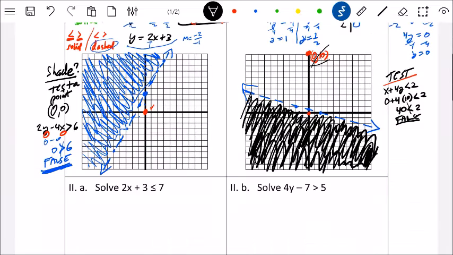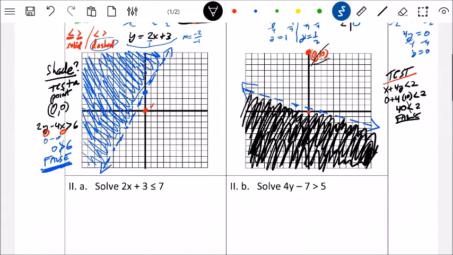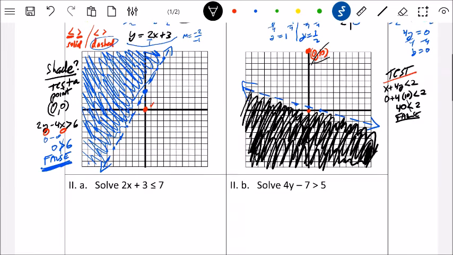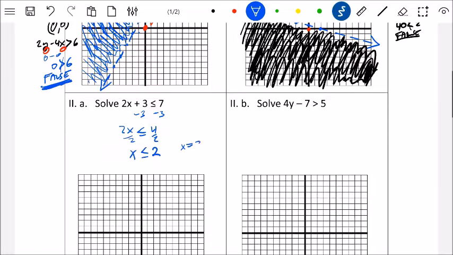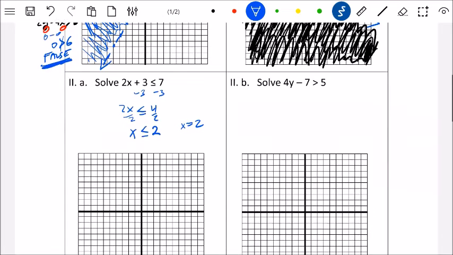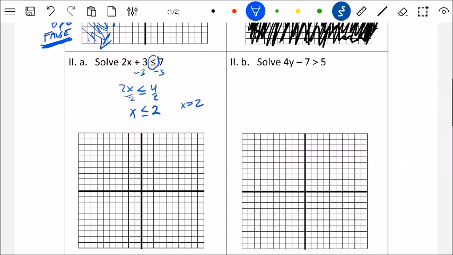Now here we're going to do a couple of little exceptions. Let's figure out what's happening here. Let's solve this one, but this one doesn't have an x and a y in it. So let's go ahead and figure out what the equation is. In other words, let's do this kind of thing. 2x less than or equal to 7 take away 3 is 4. Divide by 2. X is less than or equal to 2. So figure out where x is equal to 2, and that's this line.